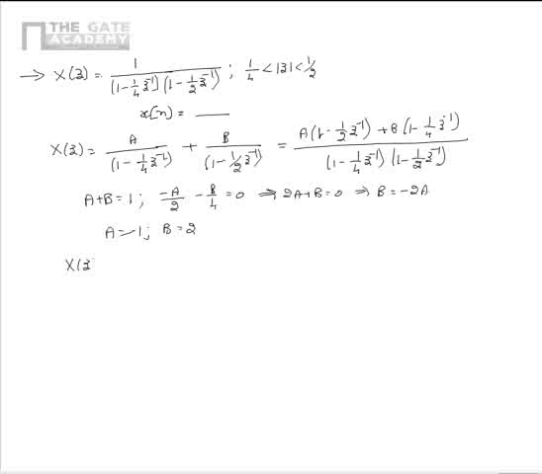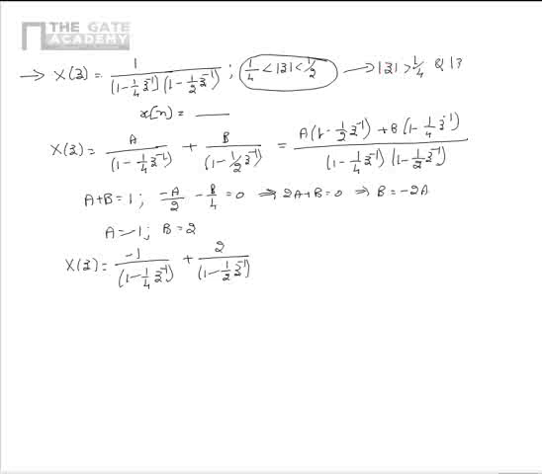From this we can write that x of z is equal to minus 1 by 1 minus 1 by 4 z inverse plus 2 by 1 minus half z inverse. But the ROC is given as 1 by 4 less than mod z less than half. So the ROC could possibly be the intersection of mod z greater than 1 by 4 and mod z less than half. So mod z greater than 1 by 4 corresponds to the first term and mod z less than half corresponds to the second term.